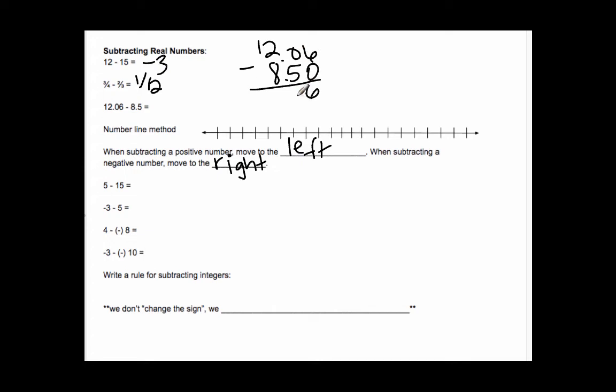0 minus 5, I can't take away 5 from 0, so I'm going to borrow from the 2. Make that a 1, carry the 1. 10 minus 5 is 5. Can't subtract 8 from 1, so I'm going to borrow from this one, make it a 0, carry the 1. 11 minus 8 is 3. 3.56, 3 and 56 hundredths.